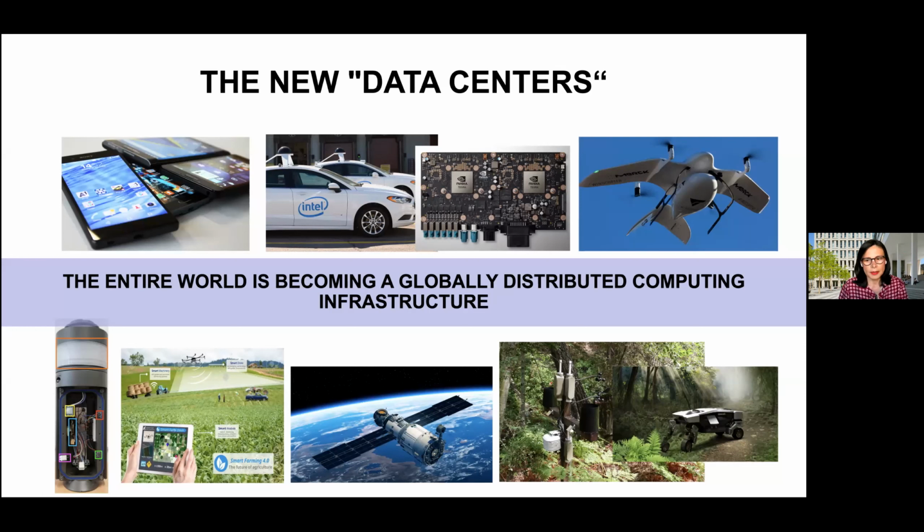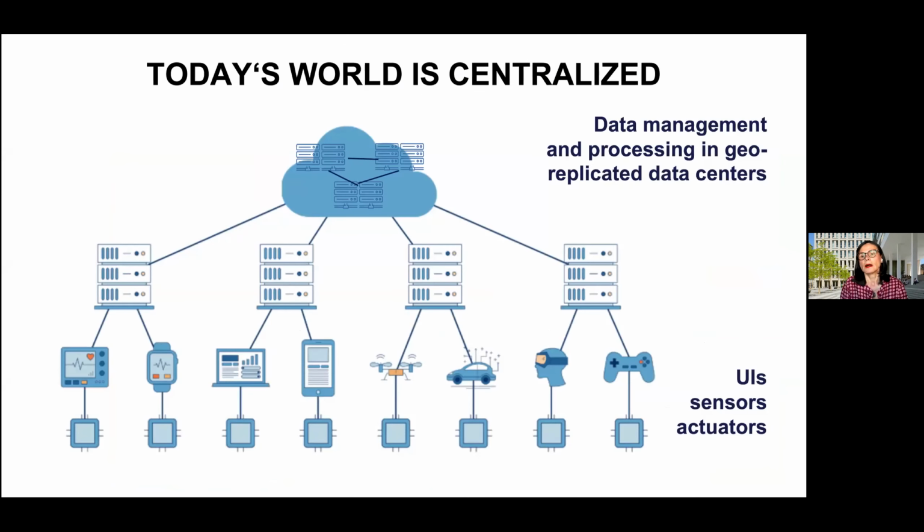And then basically our forests are getting interconnected, with a lot of sensors in them, and agriculture 4.0. Actually, we have a lot of devices and small data centers on the field. And yet these very powerful devices still, in most of the cases, serve basically as user interfaces or as sensors and actuators. Again, data management and processing happens on centralized clouds, which kind of wrap around geo-replicated data centers.